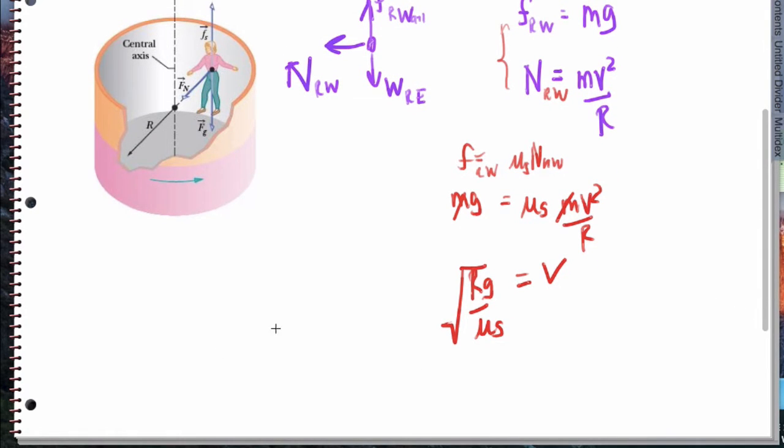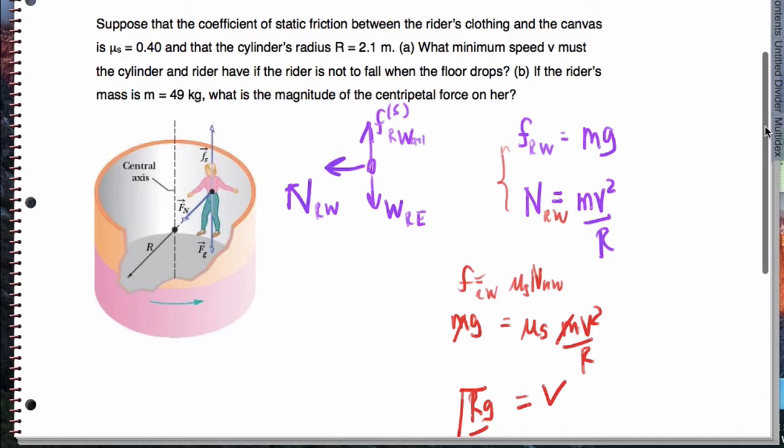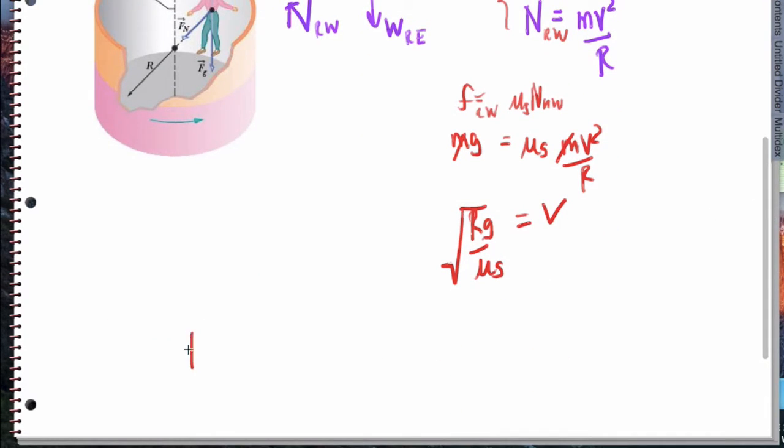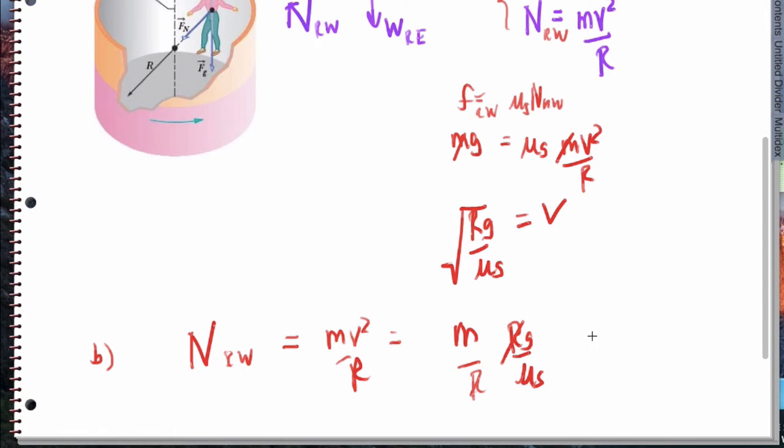So if I want to go ahead now and get what they call the centripetal force, what that means is just the normal force that's producing centripetal acceleration. So for part B, the normal force is what's producing that centripetal acceleration. That's going to be mv squared over r, which is going to be m times rg over mu s, since that's v squared, divided by r. The r cancels, and so I'm getting mg over mu s is my normal force. I'll let you go ahead and plug in numbers.